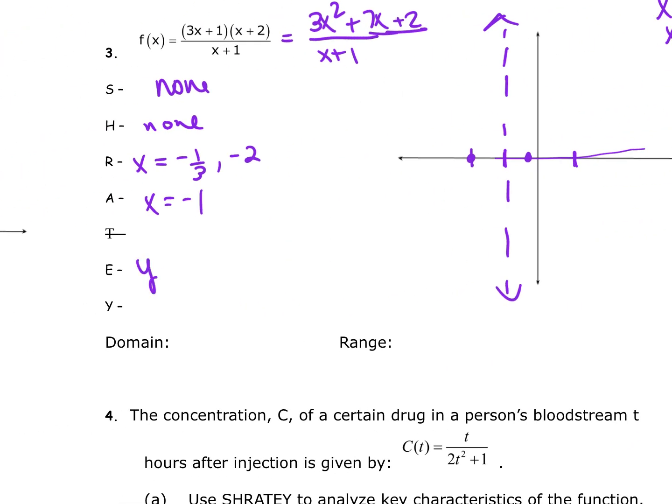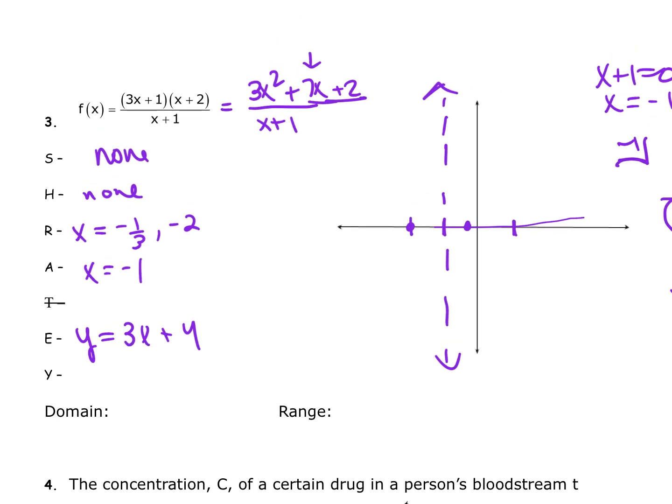So our end behavior is y equals 3x plus 4, which means we're going to go 1, 2, 3, 4. And I'm going to put my y-intercept of 4 right there. And then I can count down 1, 2, 3, and over 1. And then, of course, 1, 2, 3, and over 1. And then I'm going to draw this diagonal dashed line.